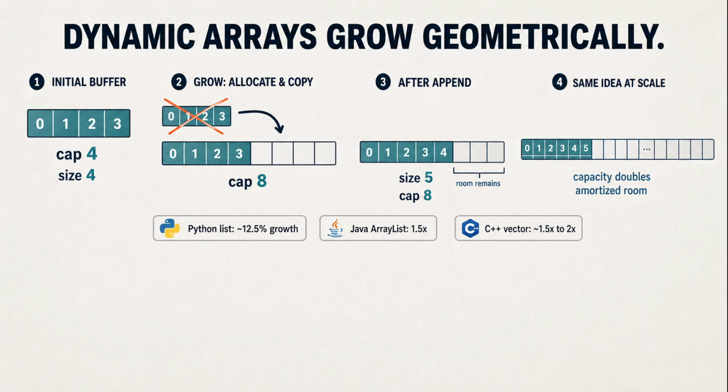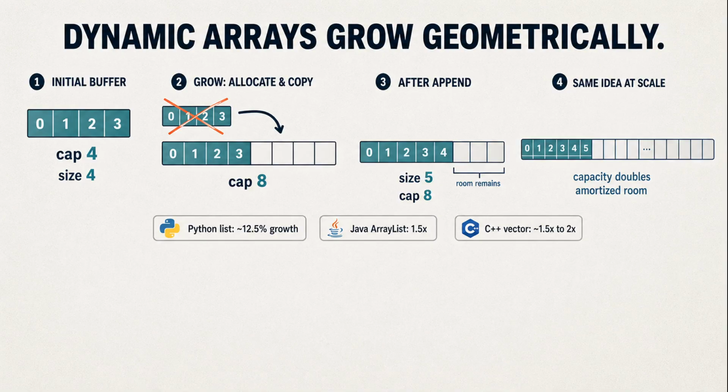So how does a Python list happily grow from 0 to 10 million elements when a real array has a fixed size? The answer is that a dynamic array is not a single array. It is a small wrapper around an array, plus a strategy for what to do when the array fills up.